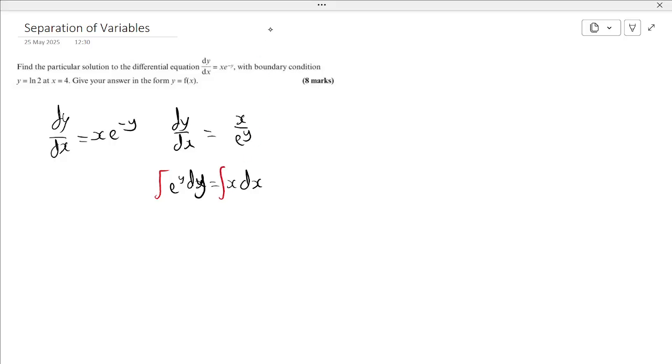Let's integrate here. Now the integral of e to the y dy, we know the integral of e to the x is just e to the x, right? So the integral of e to the y is e to the y. The integral of x is x squared over 2, and then we have plus c.